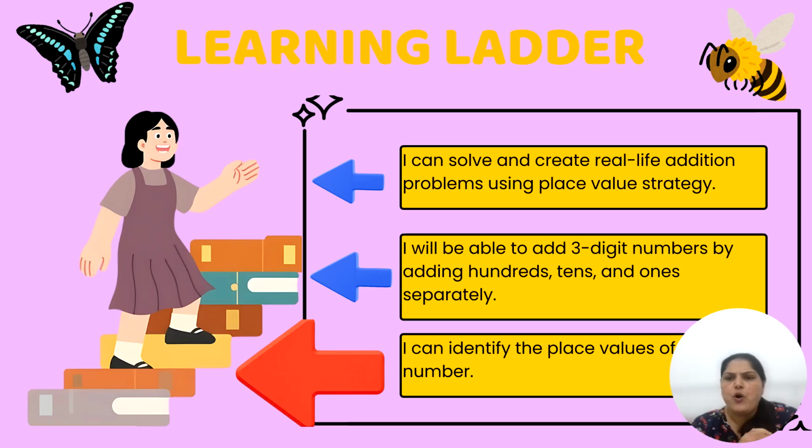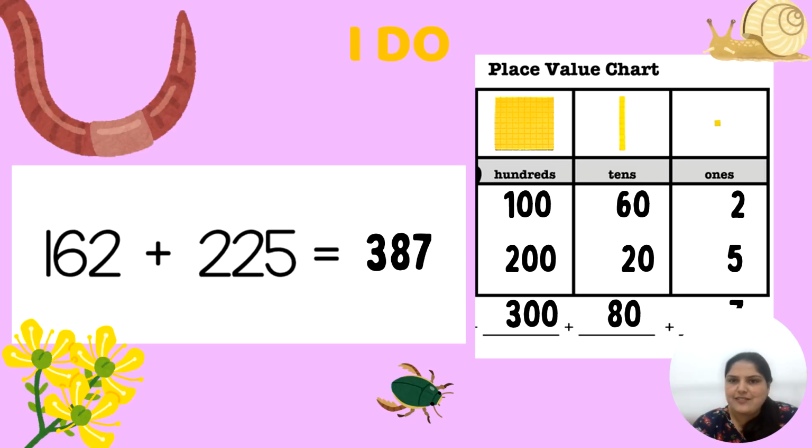Just ask them, everyone quickly show me thumbs up if you can identify the place value of a three-digit number. They're like, yes, ma'am, we can do that. They can show you thumbs up. So it means you can go to the next step. Now, when you go to the next step, see, there I have taken the I do task, where I do the explanation part.